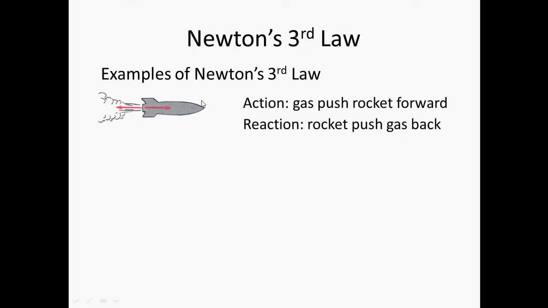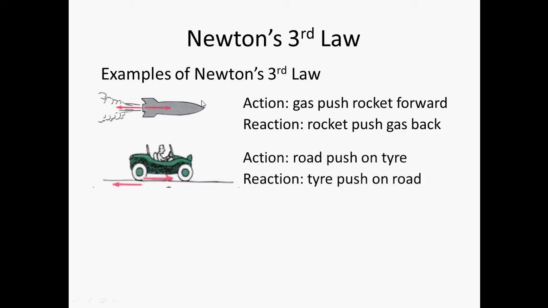Okay. Next, a car that is traveling on the road. The reason why a car can travel on the road is because of friction, the friction between the road and the tire. So how exactly does friction work in this case? What happens is that the road, using friction, pushes against the tire as an action. The reaction will be the tire, using friction, pushing against the road.